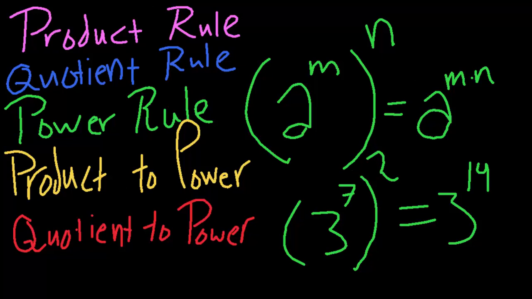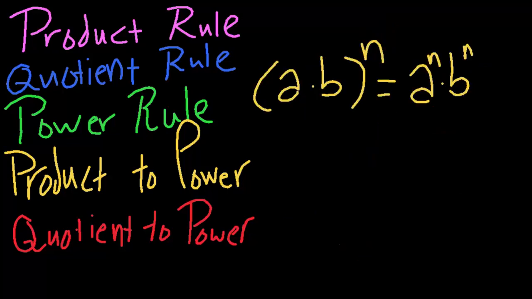The product to power rule is a little bit different. Okay, so with the product to power rule, inside of these parentheses right here, we have a times b. That's going to be what we call a product. Okay, and then we're just putting that to a power. A times b in parentheses to the power of n. That's going to equal a to the n times b to the n. Okay, so all we're doing is distributing that exponent n out to these guys.